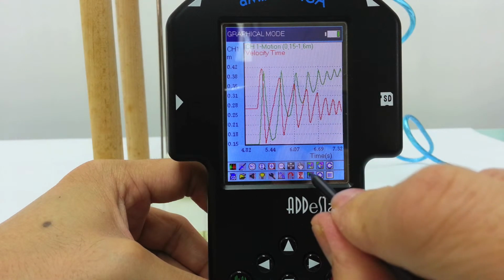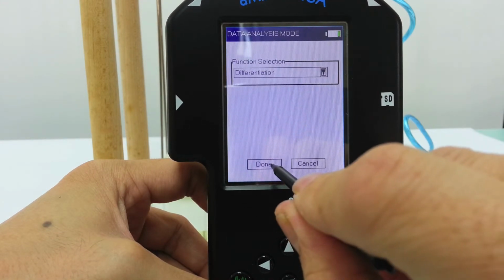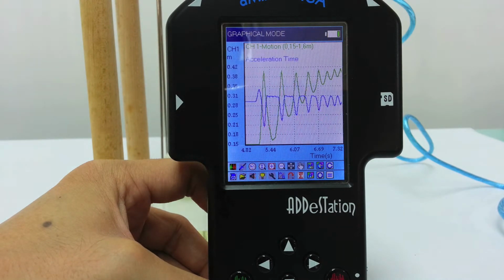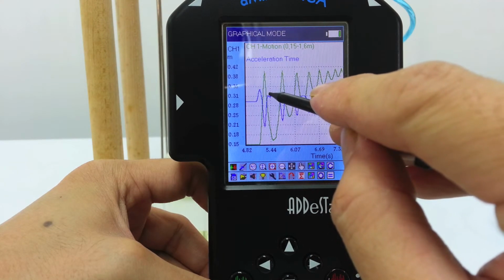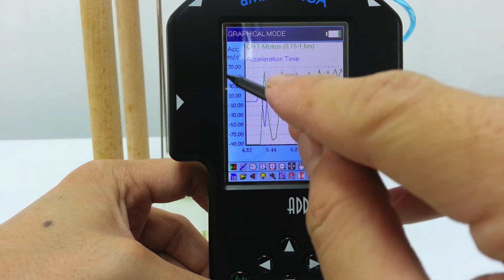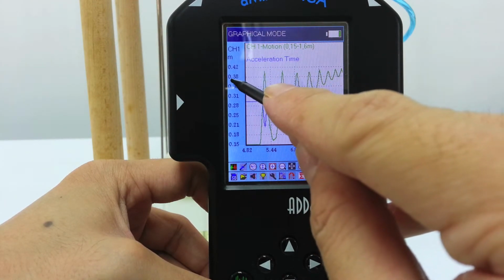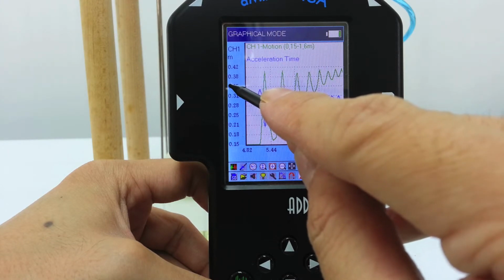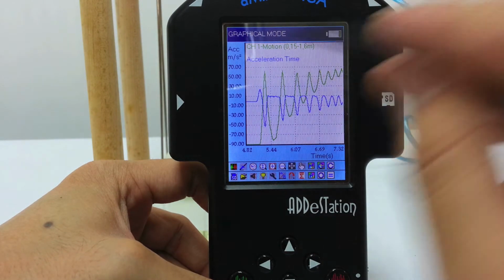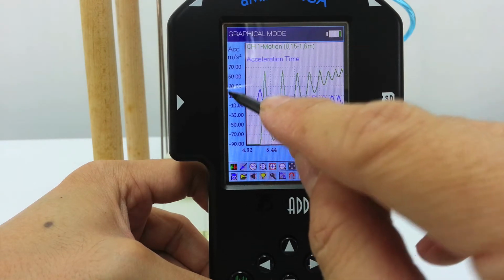I can even differentiate it further to give the acceleration time graph. If I may zoom in, the axis here can be changed. Previously we had the displacement time graph, and now it's superimposed with the acceleration time graph. So you can change the axis to read the acceleration as well.